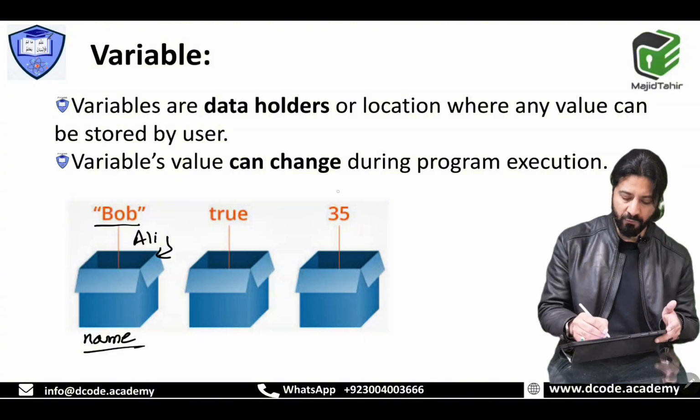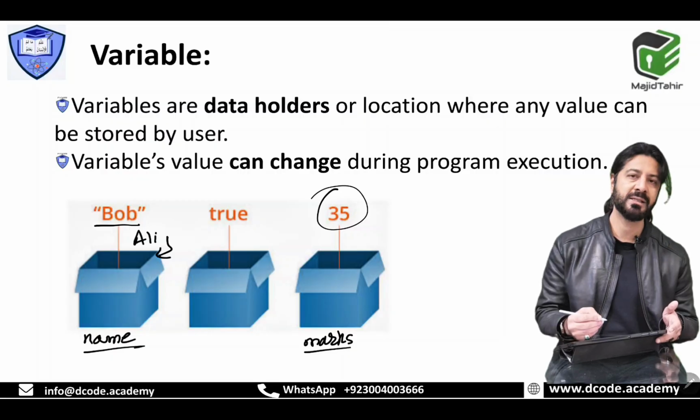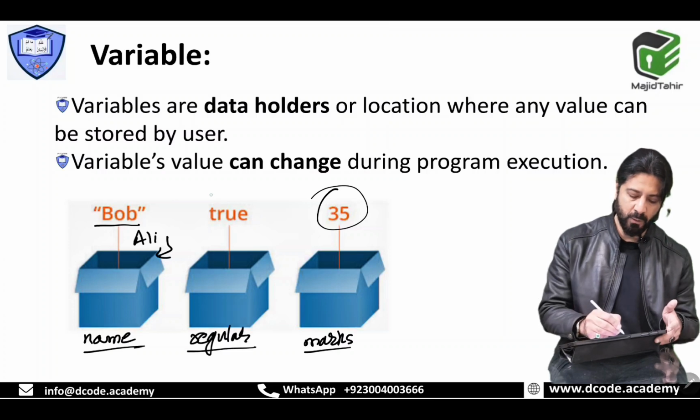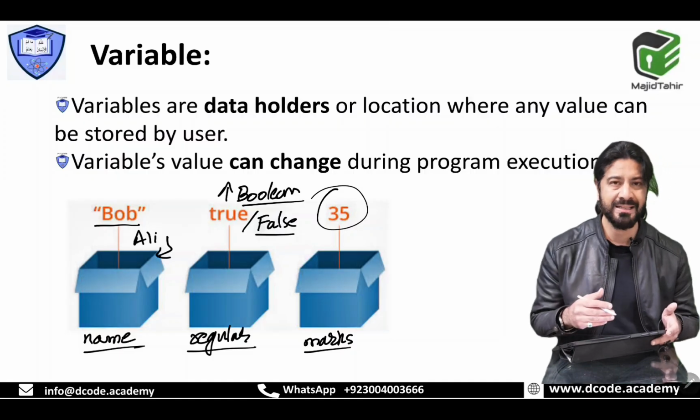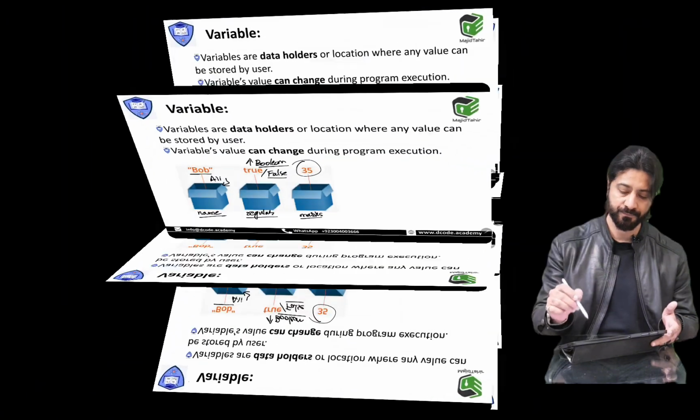Another variable stores 35. Let's suppose a variable of marks. The user can input his marks in this variable. There is another variable, for example, which stores true or false. We can call it regular. This variable will have a Boolean value in it, meaning it can store true or false. If the student is regular, it can store true. If the student is not regular, it can store false.